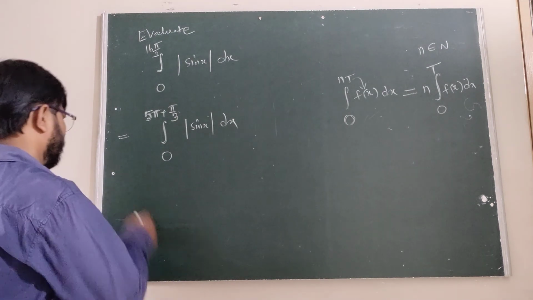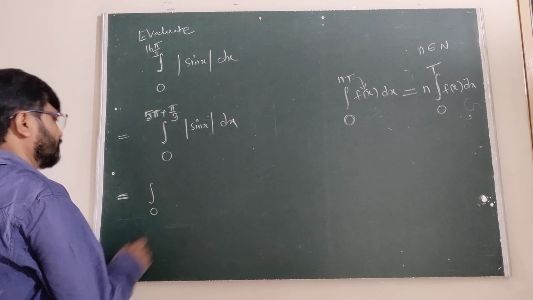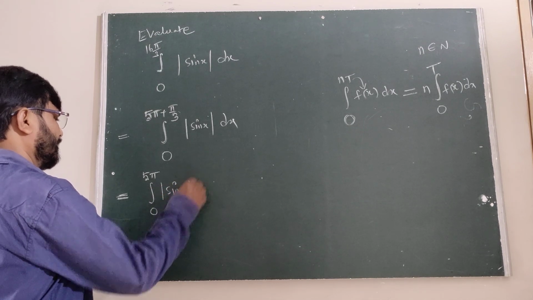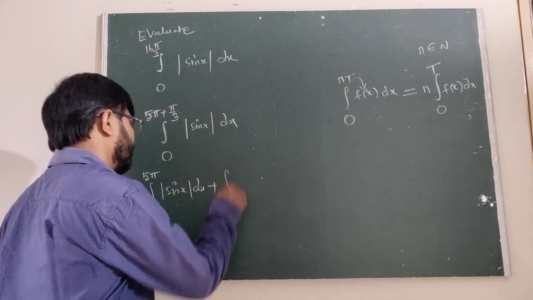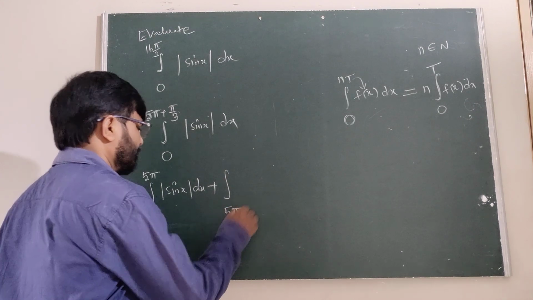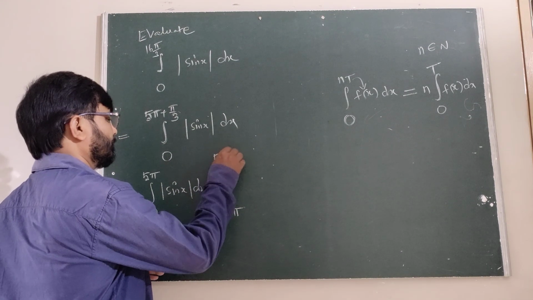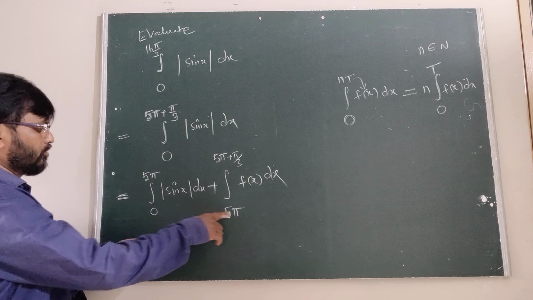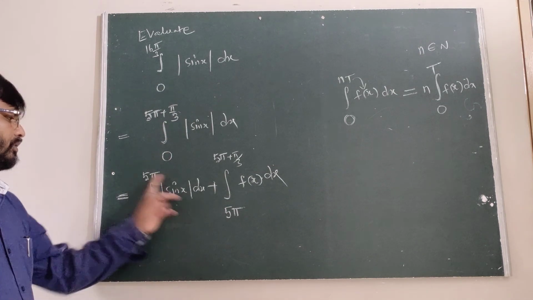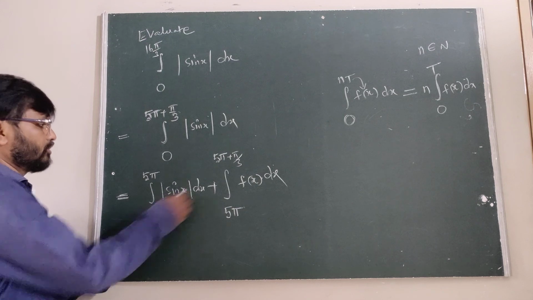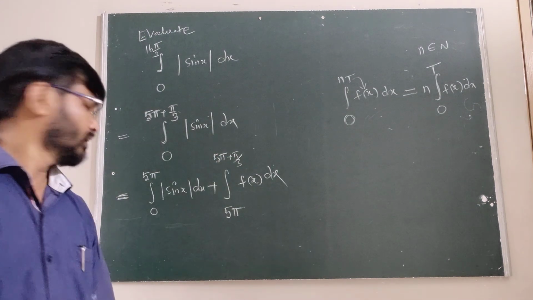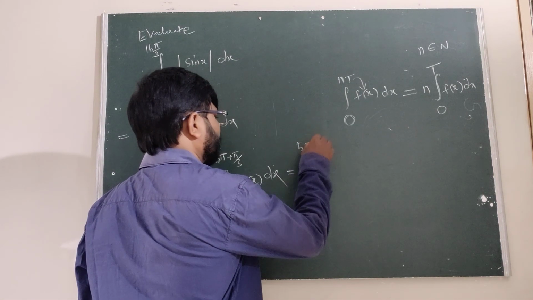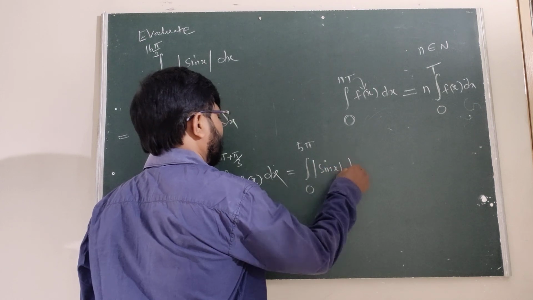That can be written as the integral from 0 to 5π of mod of sin x dx, plus the integral from 5π to 5π plus π/3 of f(x) dx. Combining these, we get the integral from 0 to 5π plus π/3 of mod of sin x dx, which is the integral from 0 to 5π of mod of sin x dx plus the second part.